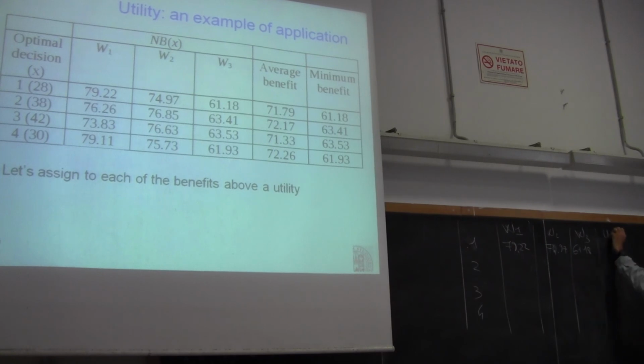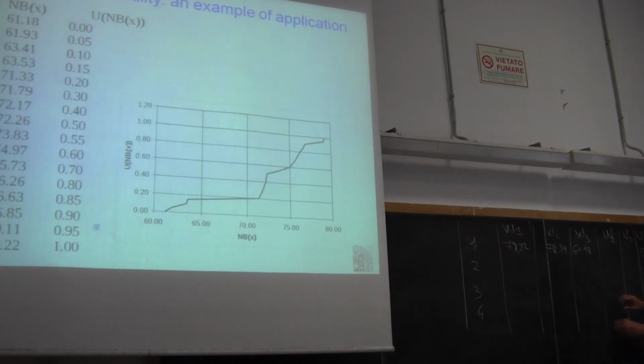And I have a utility function that allows me to compute the utility for each of these benefits. So I could write U1, U2, and U3. Basically, I go in the table that I depicted to you to pick up the utilities of these three. This has a utility of 0. I remember that because this is the minimum. So let me see the utilities of 74.97 and 79.22. This is 1. And the 74.97 is 0.6.